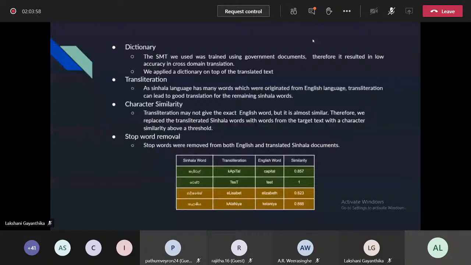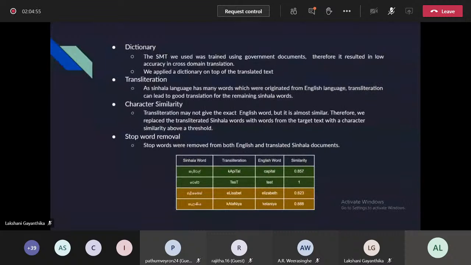When we used the SMT system, we found that the SMT system was trained on government documents and the data we used for our experiment was extracted from news websites. Therefore, after translating these documents, there were about 50% Sinhala words in the translated document. To reduce the number of Sinhala words in the translated document, we applied a dictionary on top of the translated text. This method was able to reduce the number of Sinhala tokens in the translated documents.